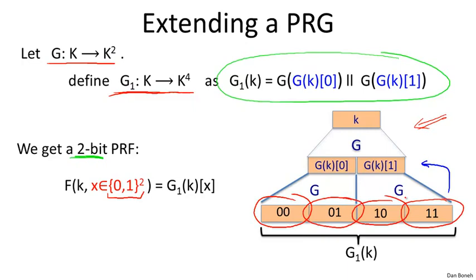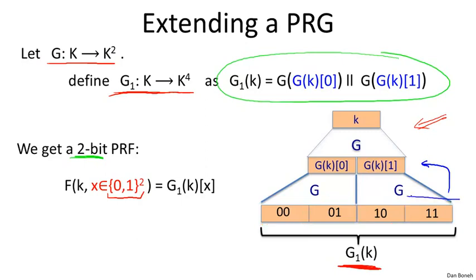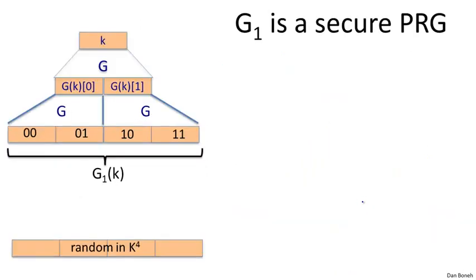Okay, so now we can basically have a PRF that takes 4 possible inputs as opposed to just 2 possible inputs as before. So the question you should be asking me is, why is this G1K secure? Why is it a secure PRG? That is, why is this quadruple of outputs indistinguishable from random? Let's do a quick proof of this. We'll just do a simple proof by pictures.